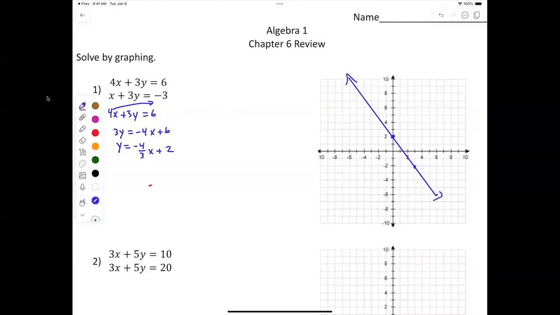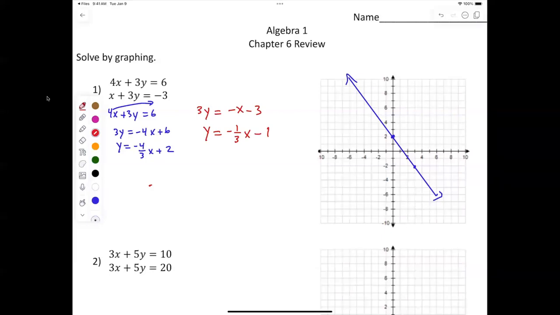So on the second equation, what do I need to do? Move the x over. Thank you very much. So 3y is equal to what? Negative x minus 3. And now all I need to do is divide by 3. Anybody have any problems with that?